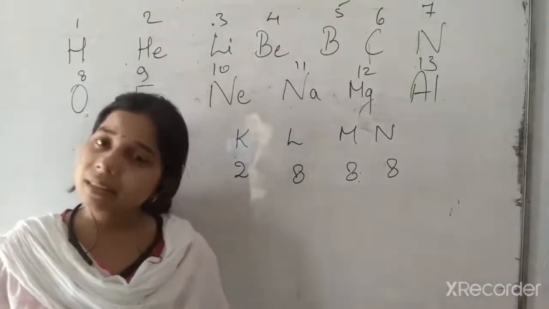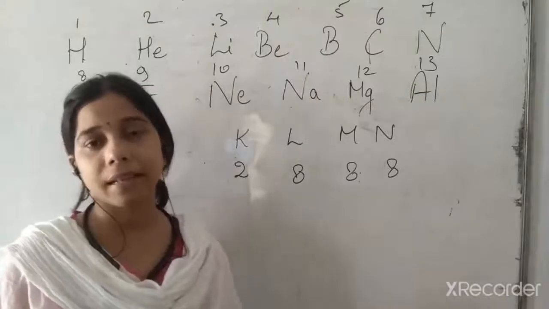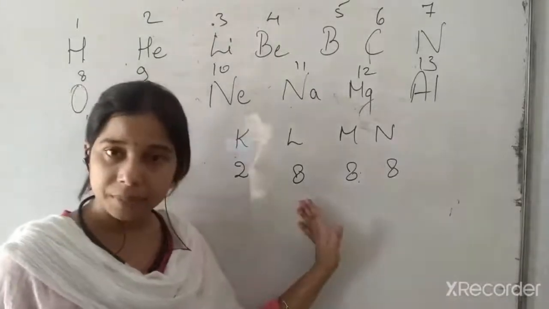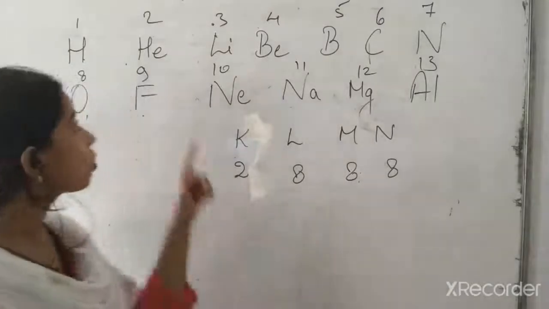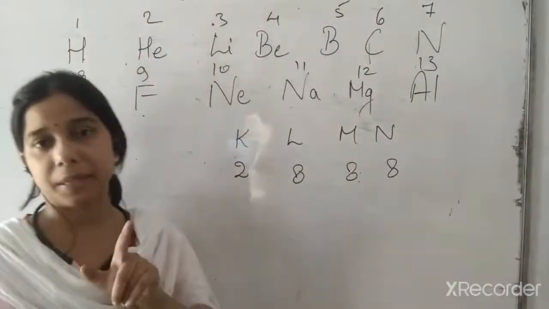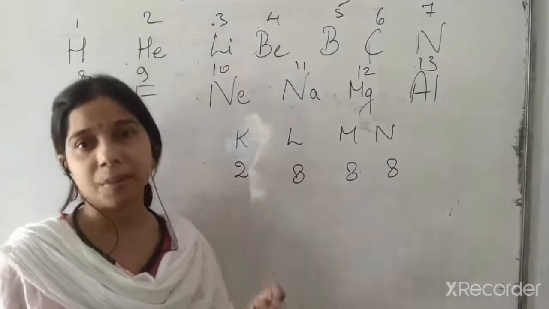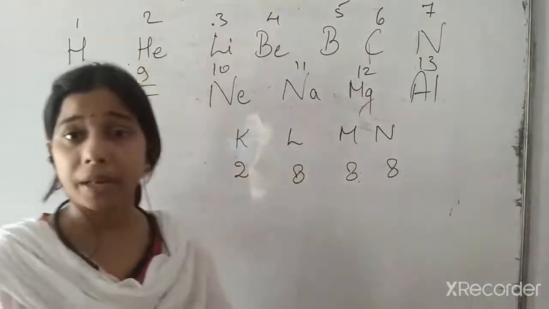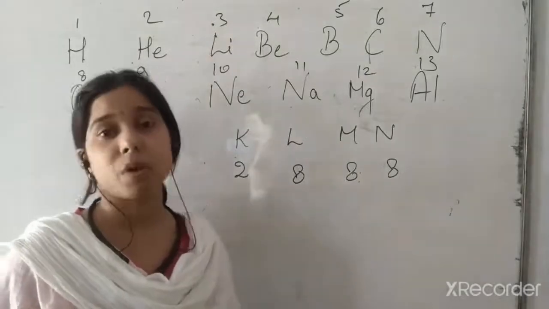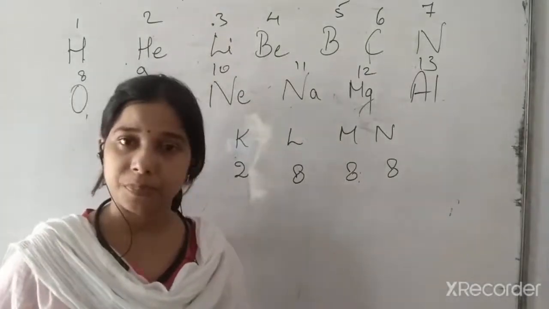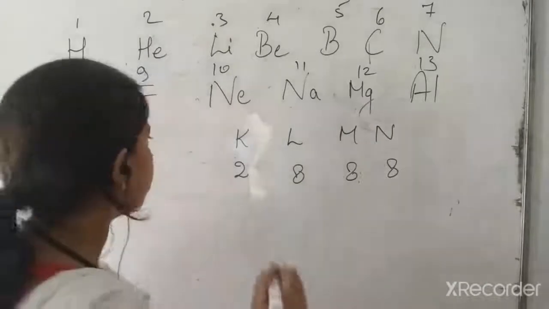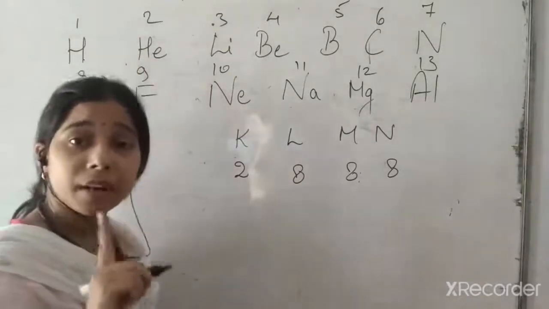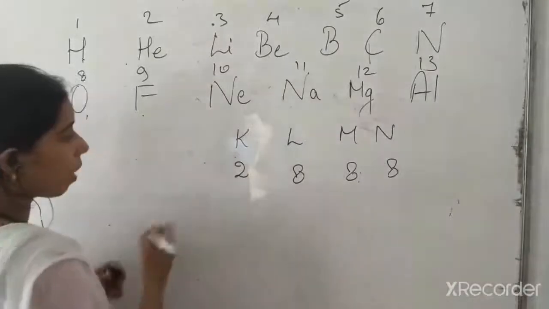Now, the tendency of an atom is always that it tries to complete its octet, except for hydrogen and helium. Hydrogen and helium only want to complete their duplet, not octet, just because of their atomic number. Now, let me tell you how it is possible. Now, see here, students. This hydrogen is having only one atomic number.